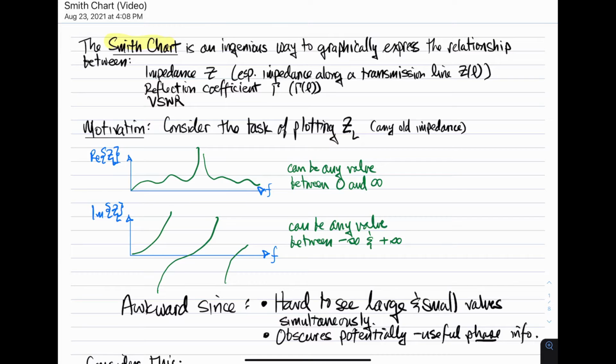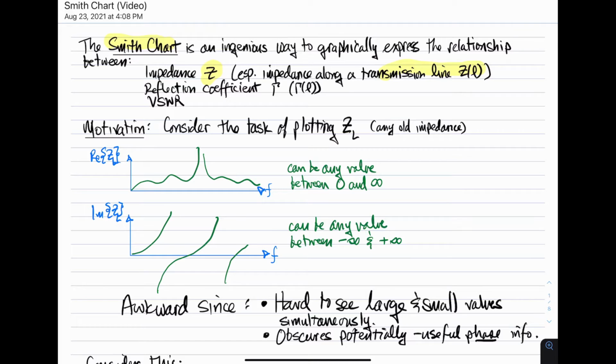The Smith chart's an ingenious way to graphically express a relationship between these three quantities. The impedance, Z, and the impedance is primarily what we're interested in here. And to be clear, it could be not just the impedance of a device or at a set of terminals, but the impedance along a transmission line, in which case we might say Z is a function of L, being the length of the transmission line.